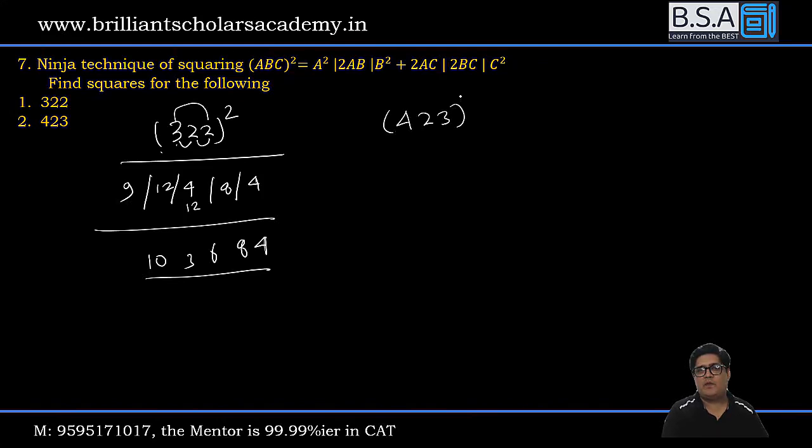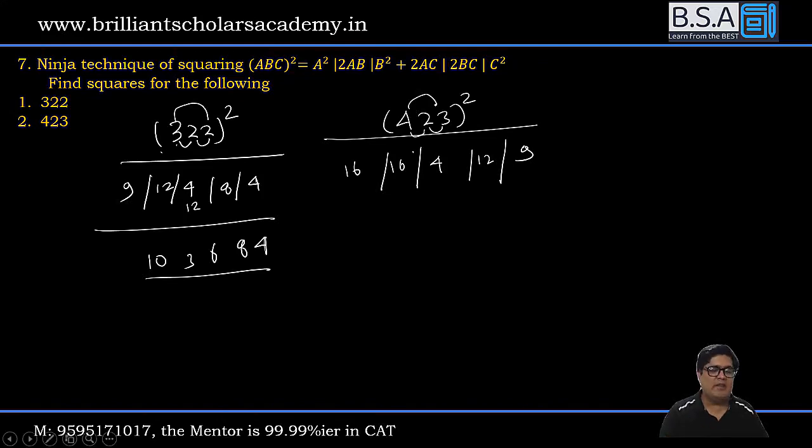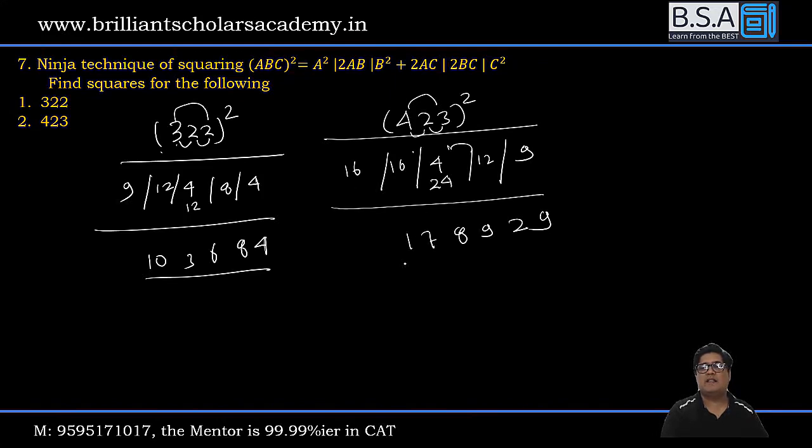I want 423 ka square. 3 square 9. 2 square 4. 4 square 16. 4 into 2 8. Double 16. 2 into 3 6. Double 12. 4 into 3 12. 12 ka bhi double 24. Add these. 9, 2, carried over 1. That becomes 28 plus 1, 29. Carried over 2. 16 plus 2, 18. Carried over 1. 178929.